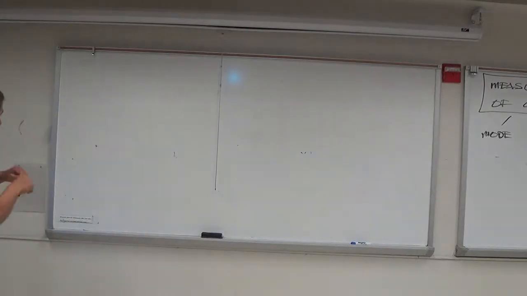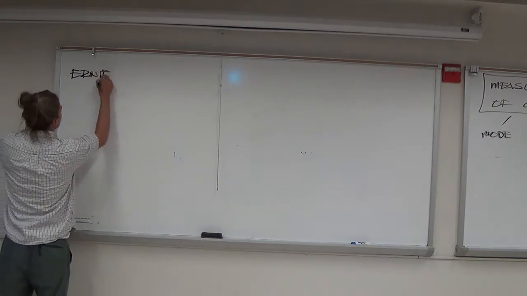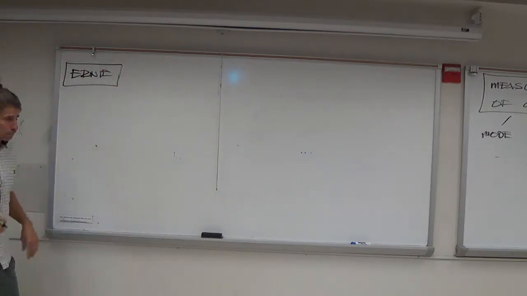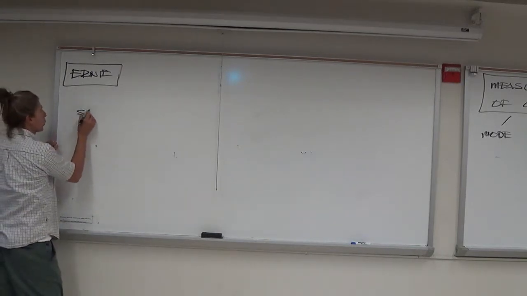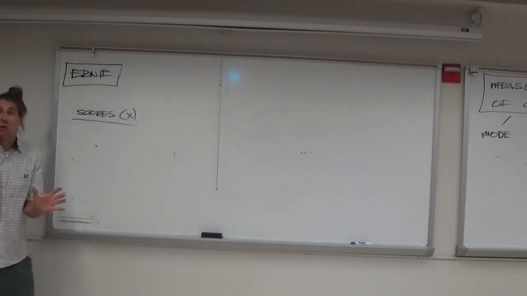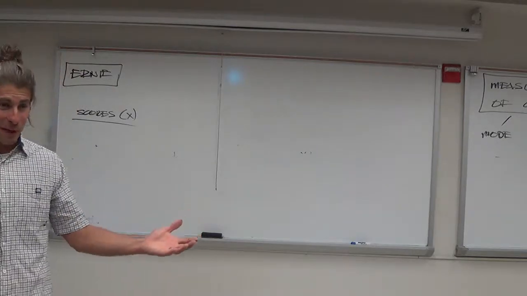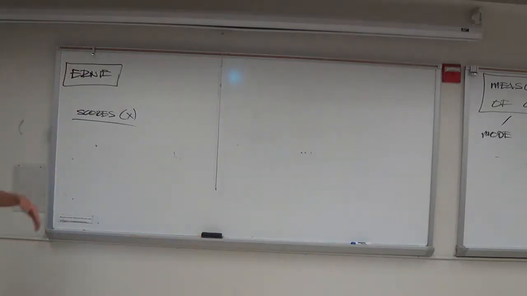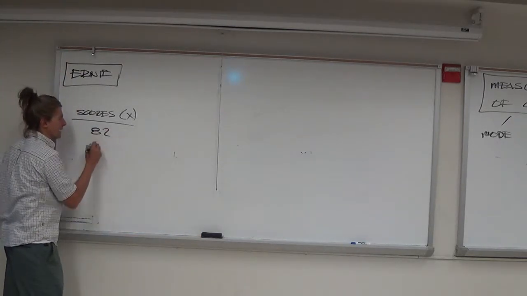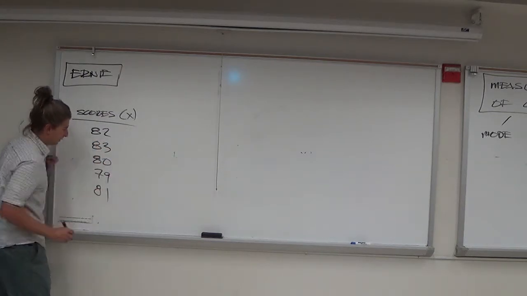Because I want to tie it back to this idea that you guys are kind of building together. Let's look at Ernie's. Ernie first. I'm going to start with his test scores. So his data, or his scores, I'm going to go ahead and call those X values, just because we've always called them X values. His test scores were 82, 83, 80, 79, and 81.